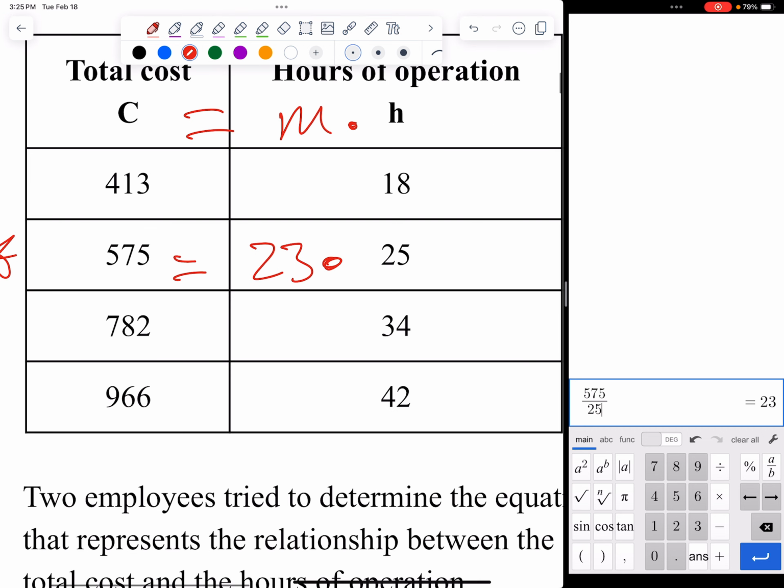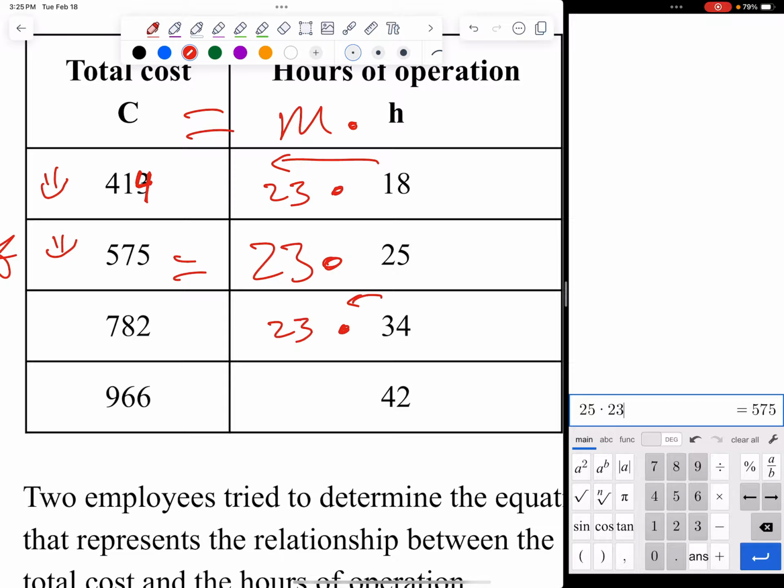Does that work for all of them? So in this one, I'm kind of going backwards, right? So 18 times 23. So let's check. 18 times 23. Oh, there's a typo. I got to fix that. So 14. Okay. So that one is correct, or it should have been. Sorry about that. Let's try the second one. 25 times 23. Yeah, that one's correct. If we go this way, 34 times 23. So let's check. 34 times 23, 782. That one's correct. Then I'm going to have 42 times 23.